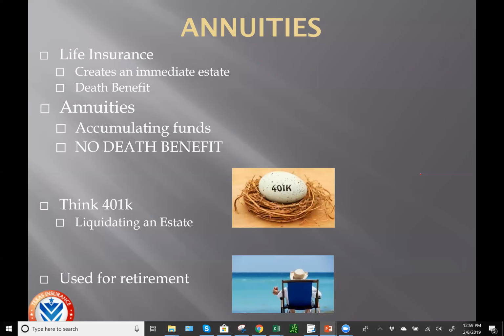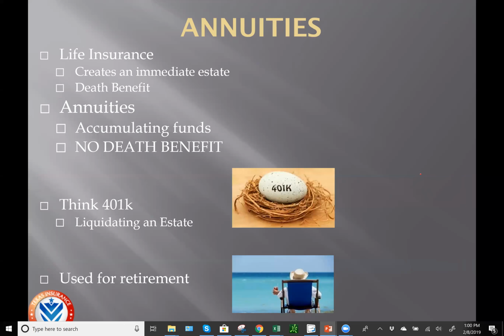All right, now let's switch gears one more time and talk about annuities. We talk about annuities because they're sold by insurance companies. However, annuities are not life insurance. Actually, they're the exact opposite. So we have to talk about them because they're sold by insurance companies, but they're not life insurance. So let's look at the difference.